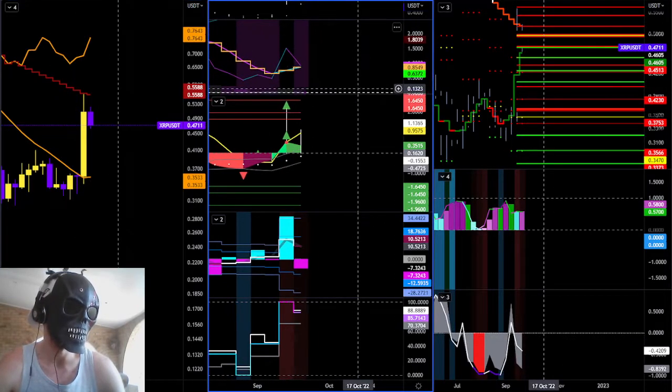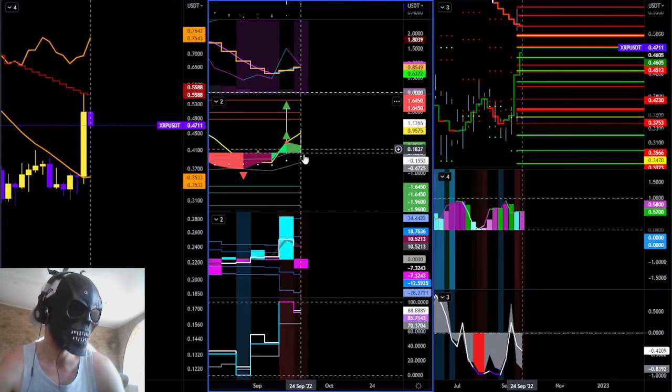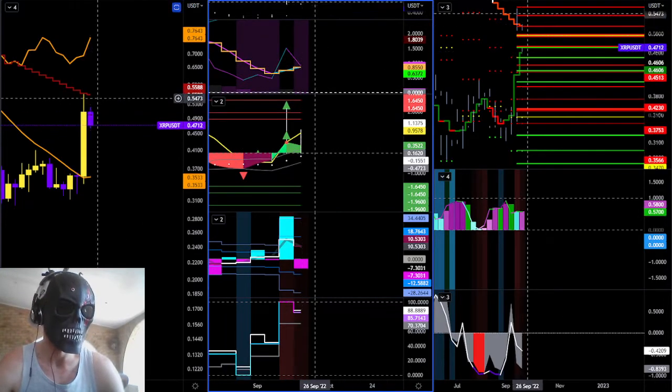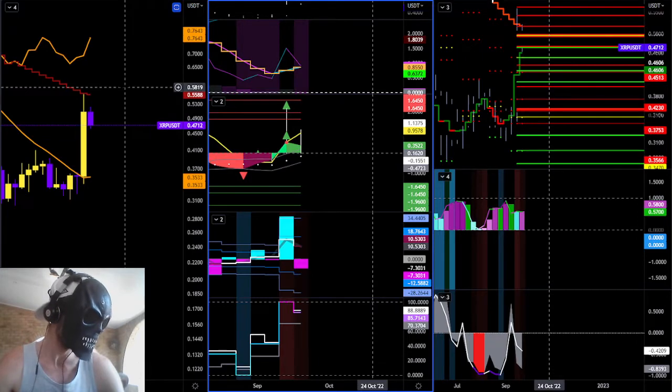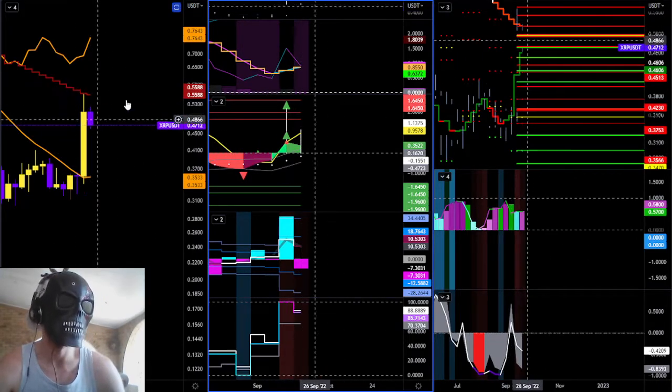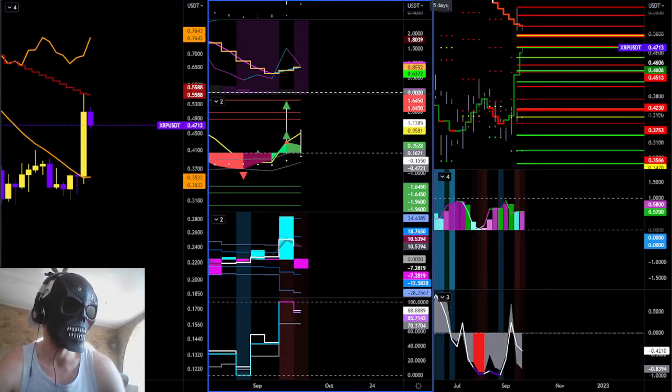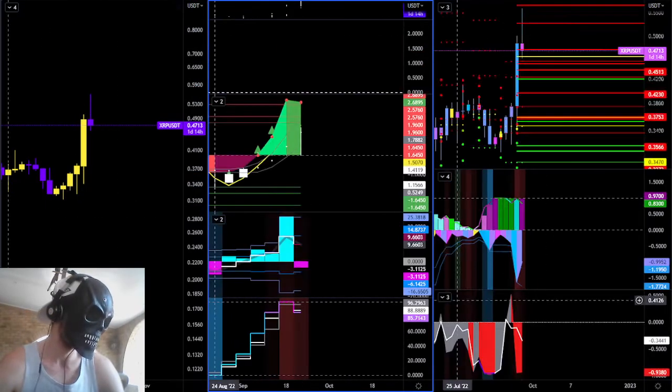The sideways action does give time for this to print through and this to print through. Given this has just opened and we're maybe not even 10 hours into the day of the new week, we can see a lot of playing around here. So what are we going to do? We're going to drop it to the 5-day time frame, and we're going to start to look for shuffles.